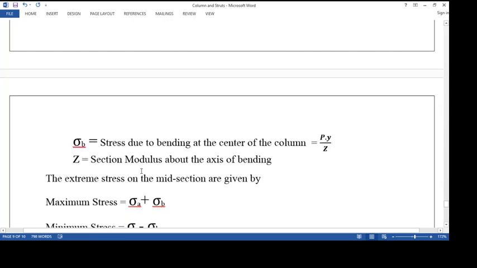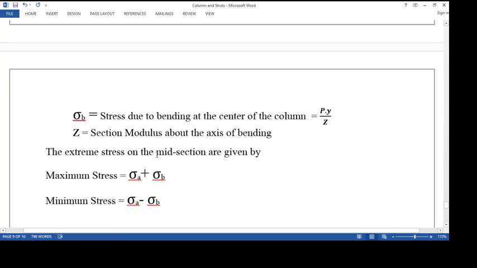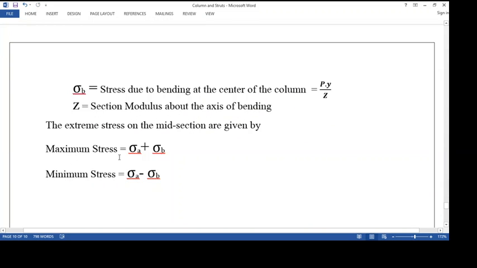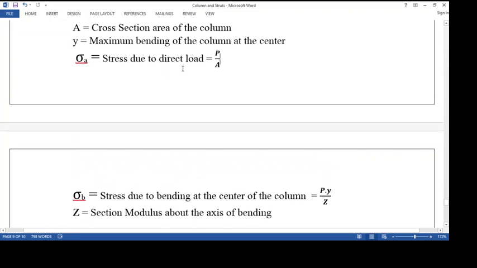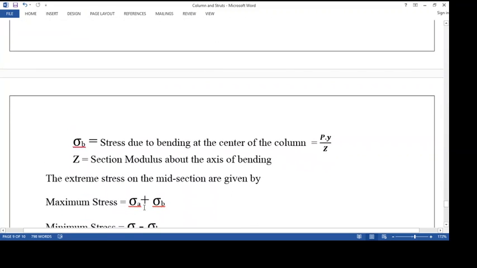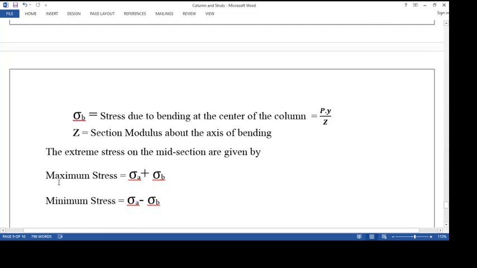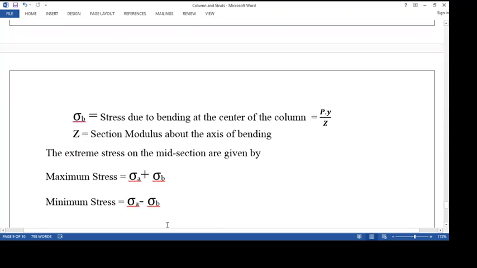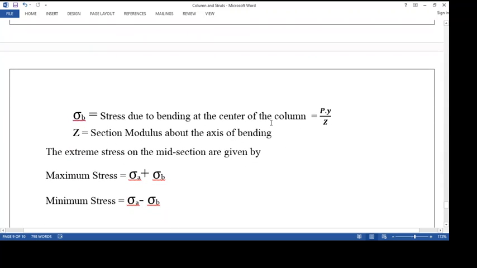Now you can calculate the extreme stresses at the mid-section. You find the maximum stress and minimum stress from here. Maximum stress is equal to stress due to direct load plus stress due to bending at the center of the column. Minimum stress is equal to stress due to direct load minus stress due to bending at the center of the column.